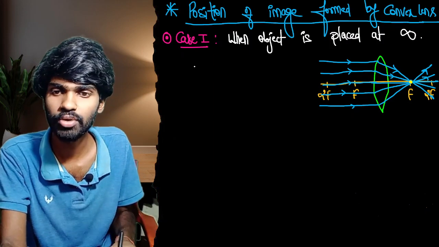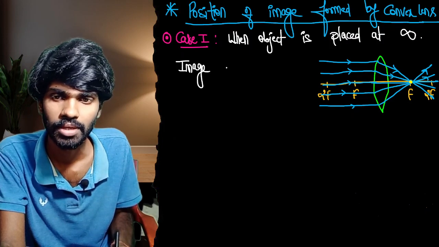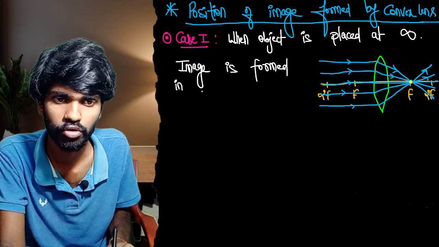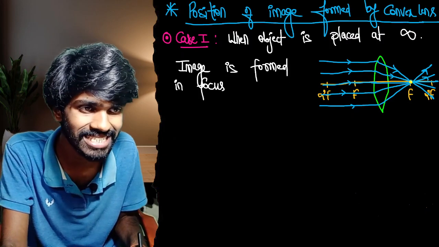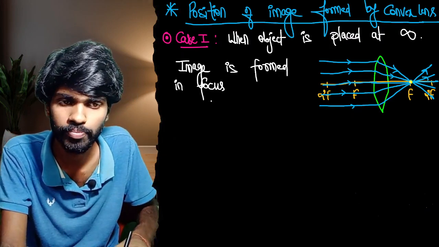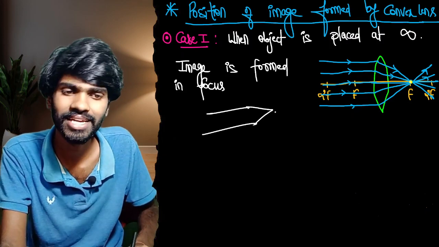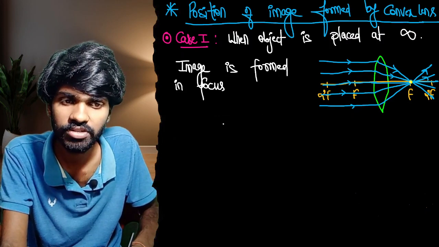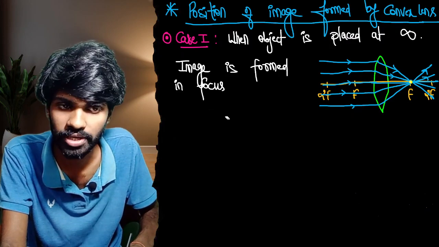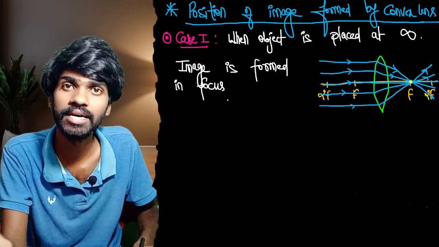About this you can write: image is formed in focus. You can see the image is formed in focus. How the image is formed is also an important point. When two rays coming from an optical device meet or intersect each other, at that point the image is formed. We will discuss that in a separate lecture, and also real and imaginary objects and images.